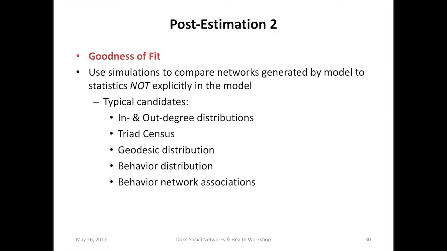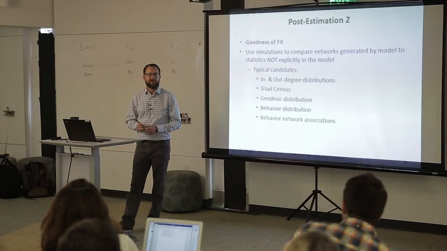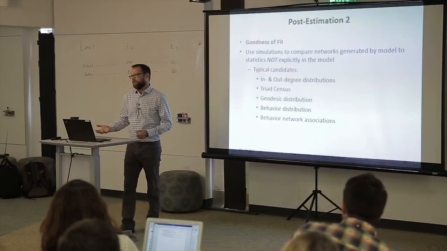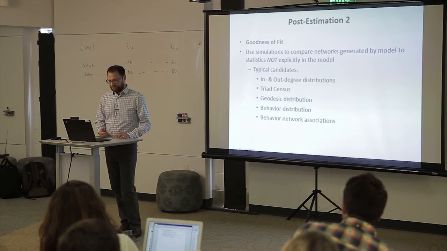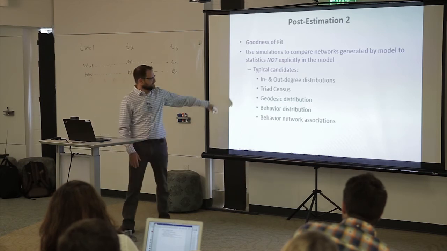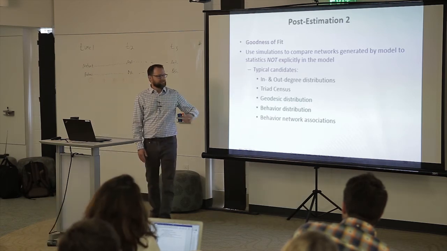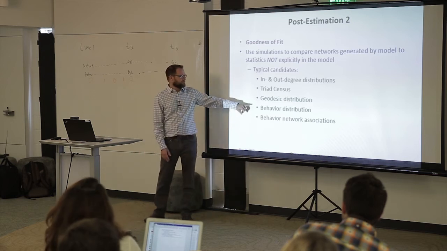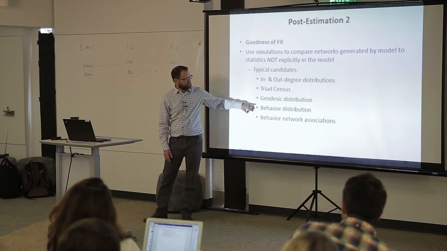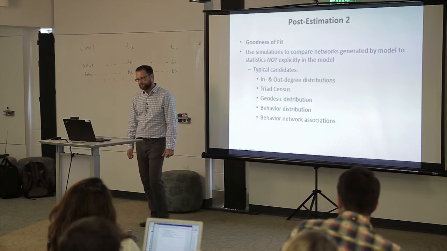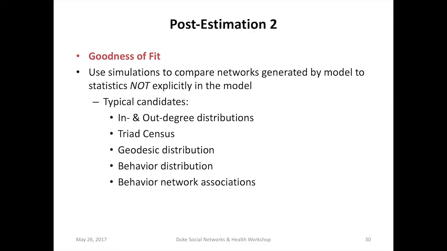It's kind of the same idea. We're looking at how well the model is able to reproduce aspects of the network that aren't explicitly modeled. Different from the ERGM, though, is that we also want to look at some of the distributions for behavior and make sure we're able to recreate those.